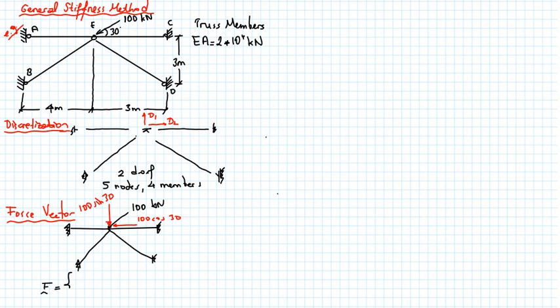So the force vector for this case, the force corresponding to the direction of D1 is 100 sine 30. They're in the opposite direction. So this is minus 50 kilonewtons. In the horizontal direction, or in the direction of D2, I got 100 cosine 30, the opposite direction, and this one is minus 86.6 kilonewtons. Now we obtained the force vector. Now let's see how we can determine the stiffness matrix.